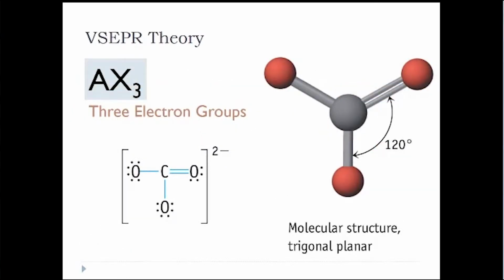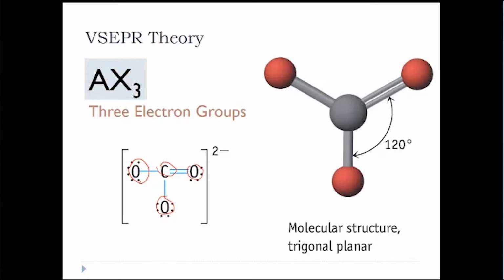Let's look now at a different Lewis structure. Here we have the Lewis structure for the carbonate ion. So if we're looking at the Lewis structure, we see that we have a central atom and three bonded atoms. So our VSEPR designation is AX3. We have no electron pairs on the central atom, so we don't have any E in our VSEPR designation.